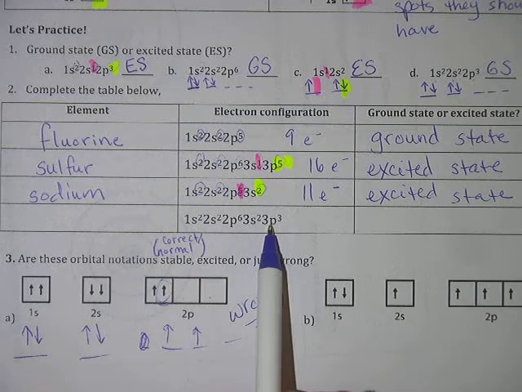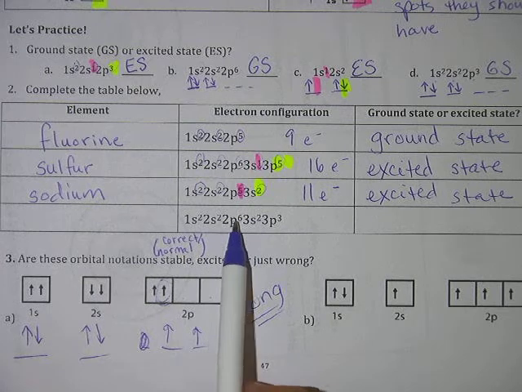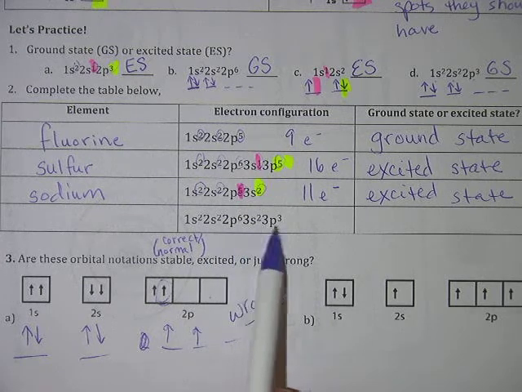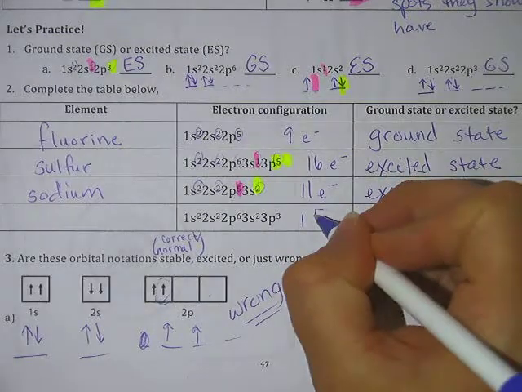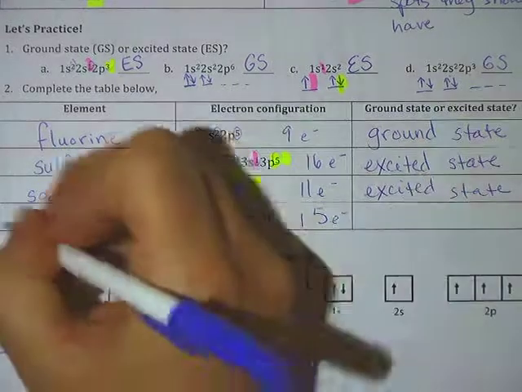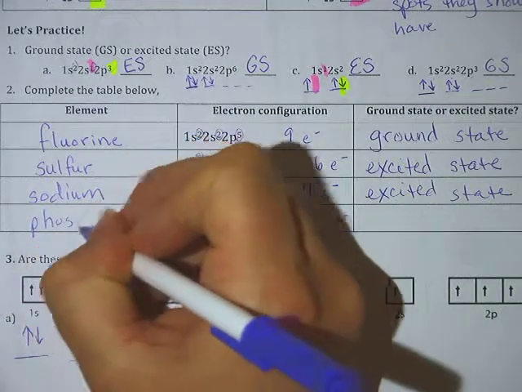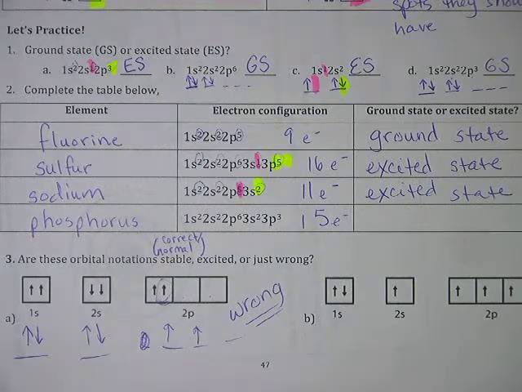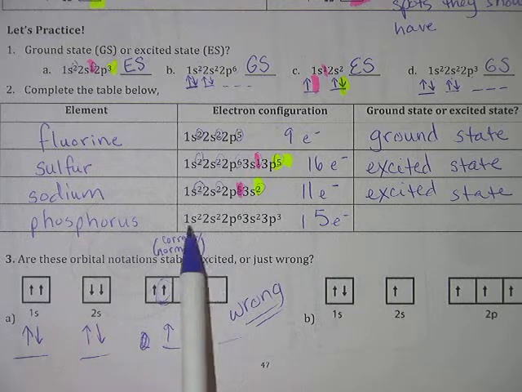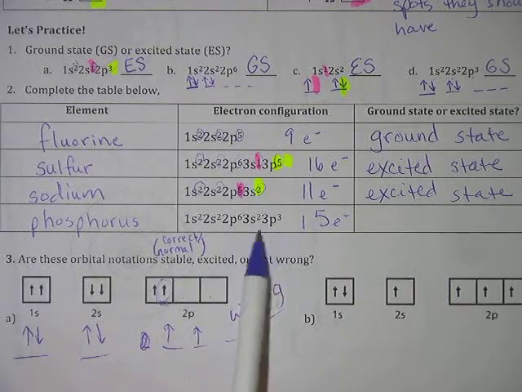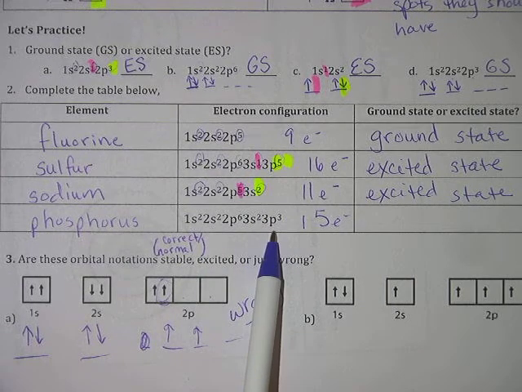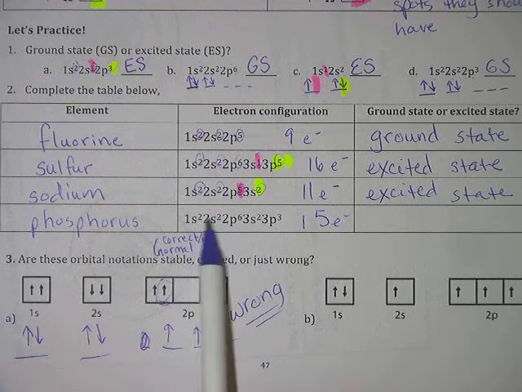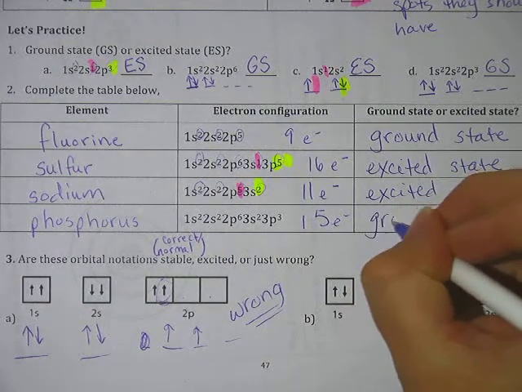And if we look at this one right here, 2 plus 2 is 4, plus 6 is 10, plus 2 is 12, plus 3 is 15. And 15 electrons is phosphorus. And again, you could look at the periodic table and check, is phosphorus supposed to be 3p3? It is. You could also notice all of these lower energy ones are full. Both of those are clues to tell you this is ground state.